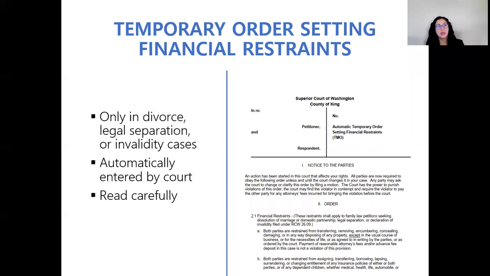And this order is, again, only in divorce, legal separation, or invalidity cases. So the temporary order setting financial restraints, you want to read that very carefully. That, again, is automatically entered by the court at the time the case is started. And this, in general, is telling you not to change the way that you're spending money. So all the assets that existed at the time the parties separated need to be preserved for the court to be able to fairly divide those assets between the parties.